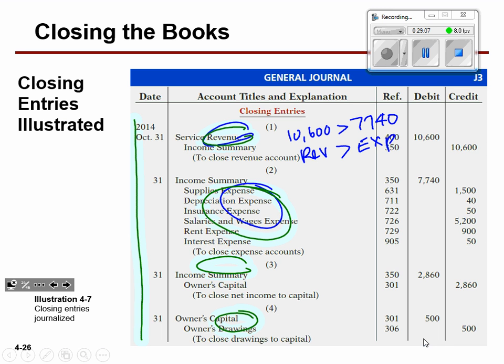Again, here's what it looks like. You can tell we left out the explanations. Is that in your notes? No? Okay.